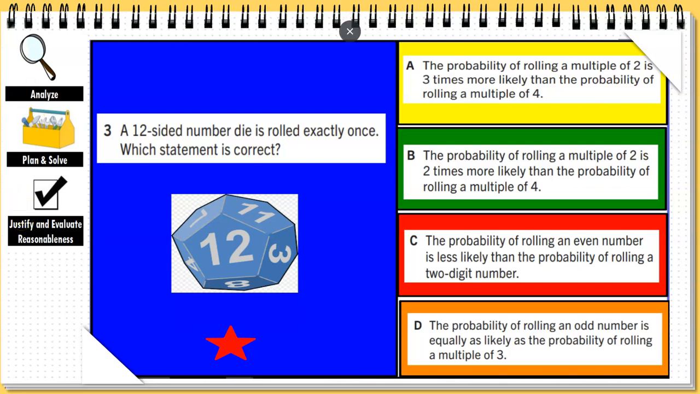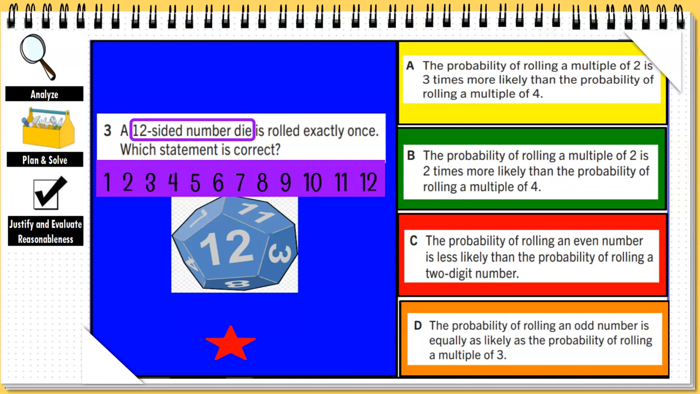So the very first thing we're going to do is analyze the problem. In the blue right here is my problem. A 12-sided number die is rolled exactly once. Which statement is correct? The first thing I notice is it talks about a 12-sided number die. I do have a picture of one, but I probably want a little more information. So when I circled this, I also want to tell myself, okay, 1 through 12. These are called annotations.